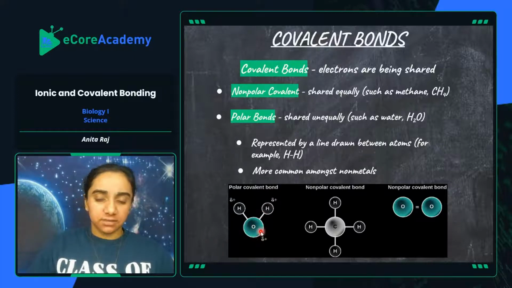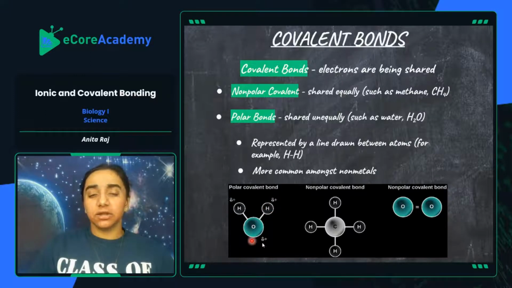So oxygen has 6 electrons. Hydrogens have 1 electron each. Oxygen wants 8, hydrogens want 2. So what happens is these hydrogens will bond to the oxygen, and so it's going to share electrons, but the electrons are going to spend most of their time around this end of the oxygen, just because it's almost like oxygen dominates. It has more electrons over here, so that's why this end is more negatively charged. So just know that in these situations, the electrons are not equally shared.